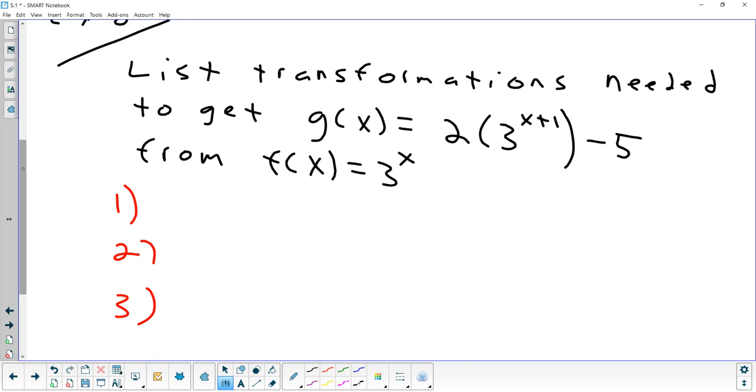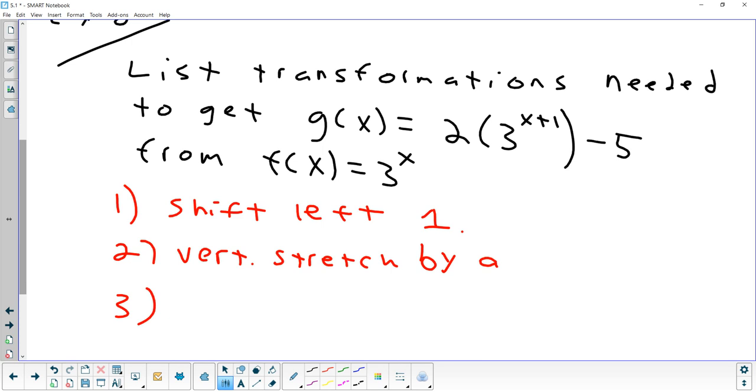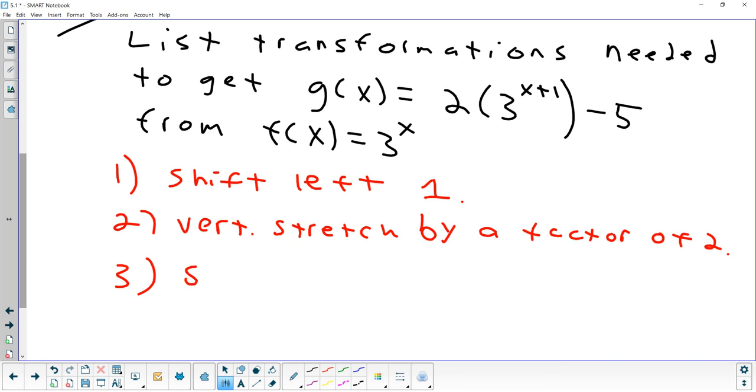So we need to describe it as a geometric transformation. No, that's A. I like the horizontal, but plus is not a stretch, Mabel. The horizontal shift, right? So shift, which way? Right. Left. Shift left one. Okay. What's the next thing that would happen? Sophie. Vertical stretch by a factor of 2. Right. And what's the third thing that would happen? Michael? Vertical translation 5 units down. Yep. So shift down 5.